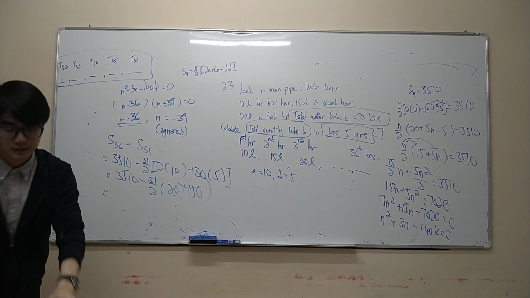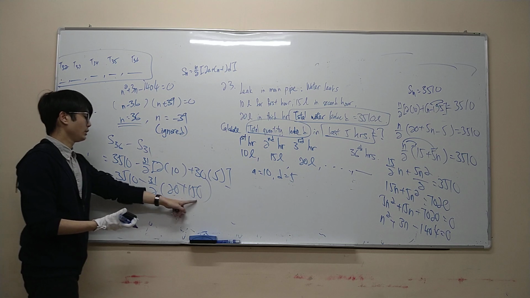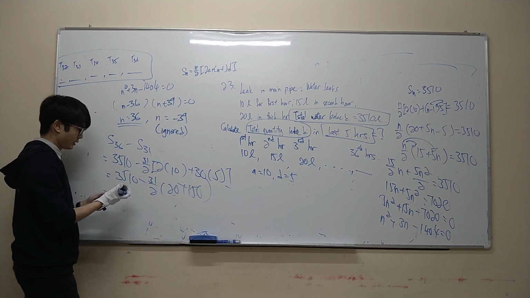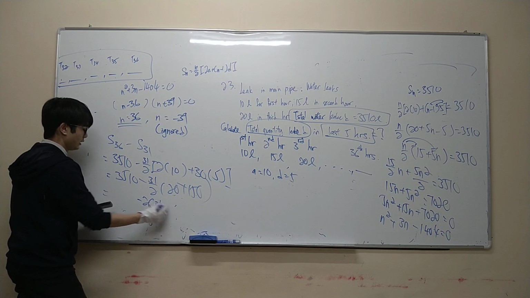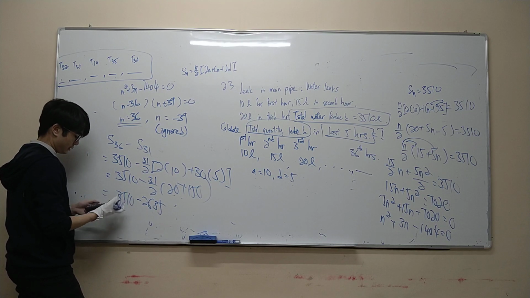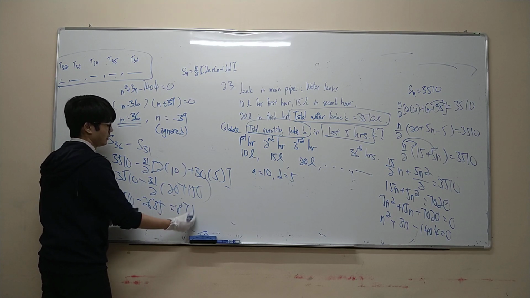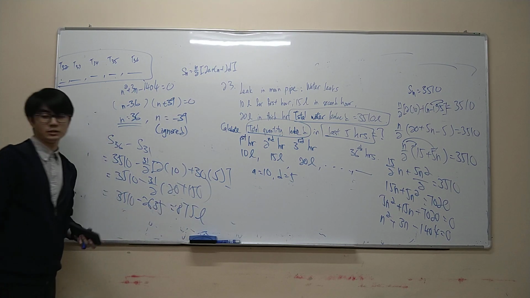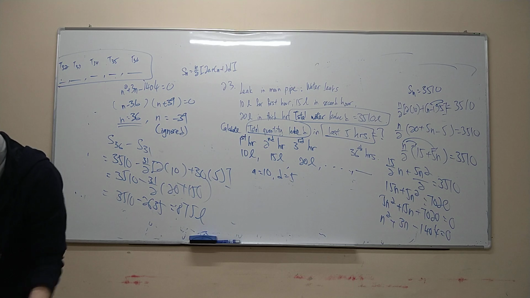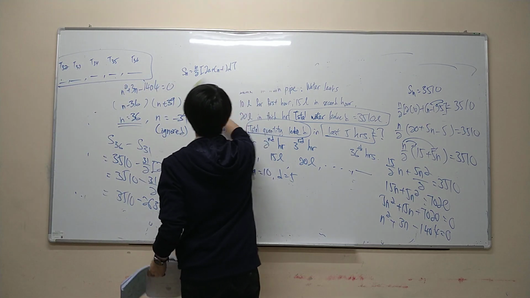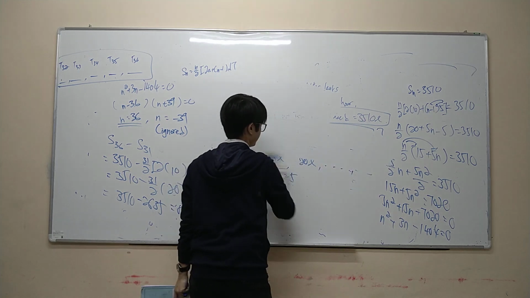Okay, just use your calculator. Alright, so what is 170 times 31 divided by 2? 2635. And then 3510 minus the answer is 875. Okay, you should write litres. That's all. Right? So the next question is question 24. Okay, I need to erase first.